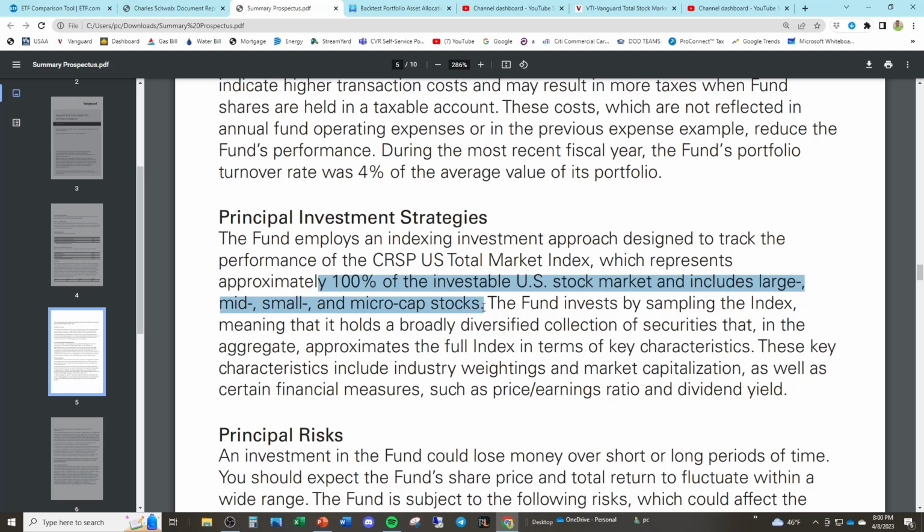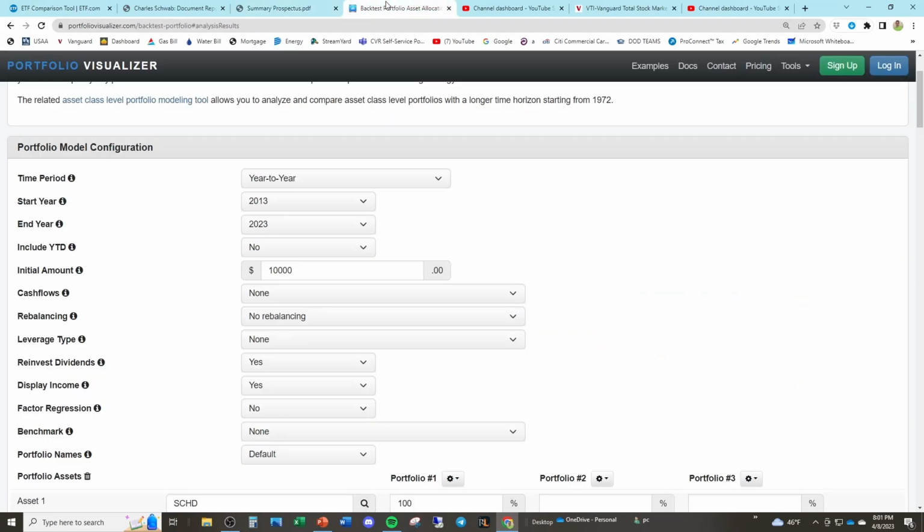Because I can tell you, active management tends to underperform over time. Over time, it tends to underperform. And with SCHD, you're not getting that much. Now, let's go ahead and do the portfolio visualizer. So here, I did a 10-year performance.